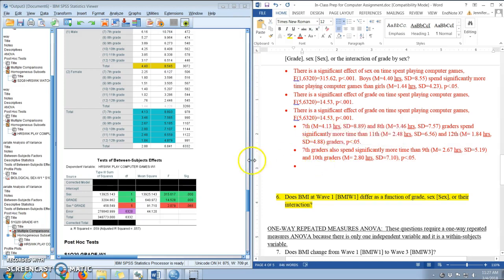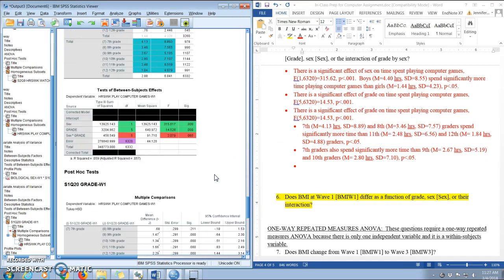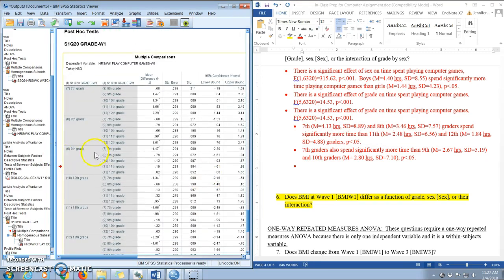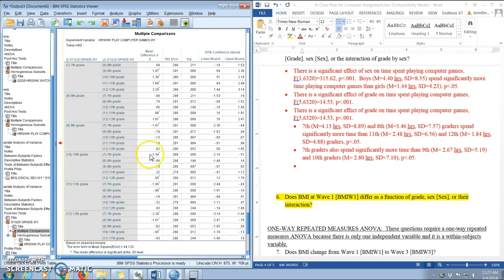Okay, then lastly I need to come over here and look at how these upper grades, like 9th graders, compare. So 9th graders are different from 7th graders. I already said that. But let's see, 9th graders are not different from anybody else. 10th graders are different from 7th graders. I already said that. Oh, but 10th graders are also different from 12th graders. What about 11th graders? 11th graders are different from 7th and 8th. I already said that. Okay, but they're not different from anybody else. So 10 and 12, that's the only other difference I need to explain.